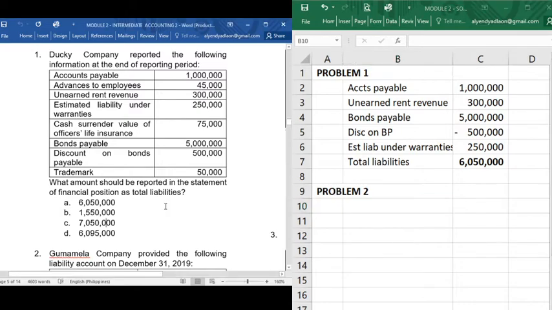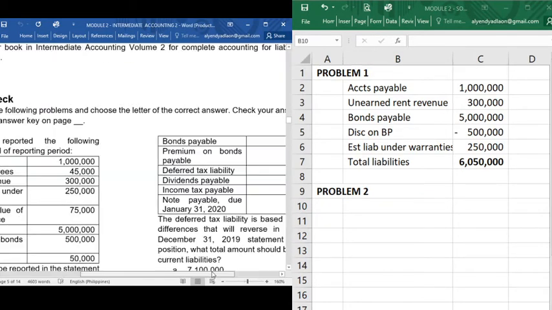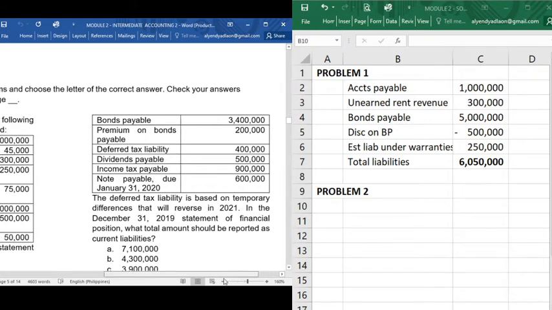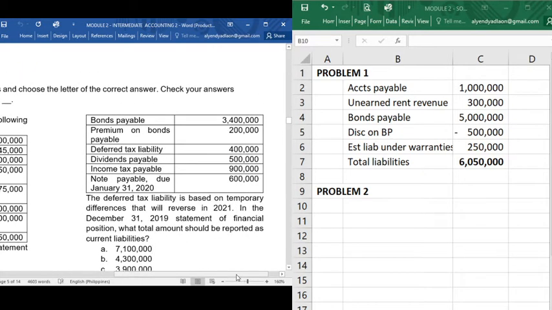For problem 2, we have Gomamela Company. The question is, what total amount should be reported as current liabilities? Now take note, since what is asked in the problem is the current liabilities, then we have to follow the requisites of the current liabilities. Current liabilities are those liabilities that are expected to be paid within 12 months or within the operating cycle of the business, or if the purpose of the liability is for trading, and when there is no unconditional right to defer settlement of the liability for at least 12 months from the reporting period.